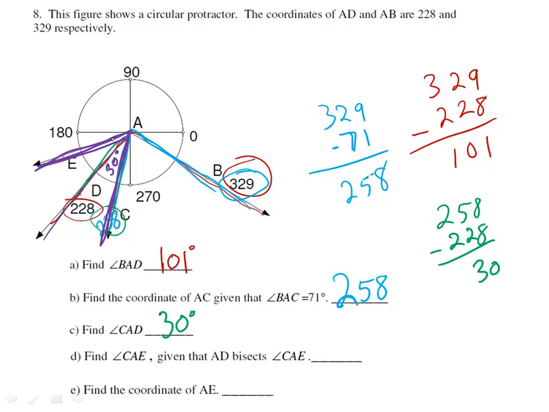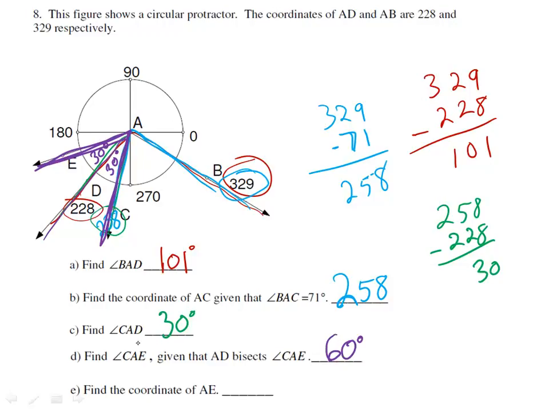Well, we also know an angle bisector will split an angle into two equal angles. So that means this one's also 30 degrees. And so by the betweenness of rays theorem, we can say angle CAE equals 30 plus 30 degrees, or 60 degrees. Okay? Everyone follow that?